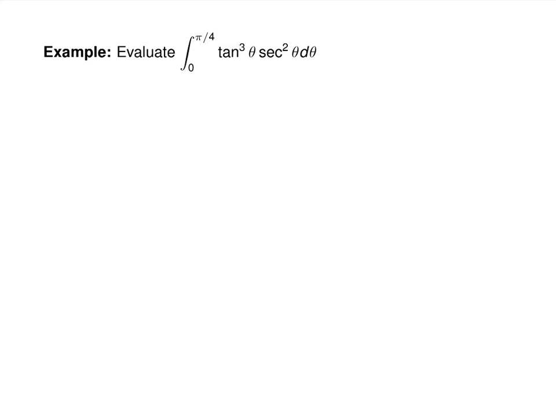But I think it's easier to let u equal tangent. Because if you let u equal tangent, du is just secant squared. And it's just going to become the integral of u to the third du. You must change your bounds, but that's not so bad, right? No. So if theta is equal to 0, u is tan of 0, which is 0.